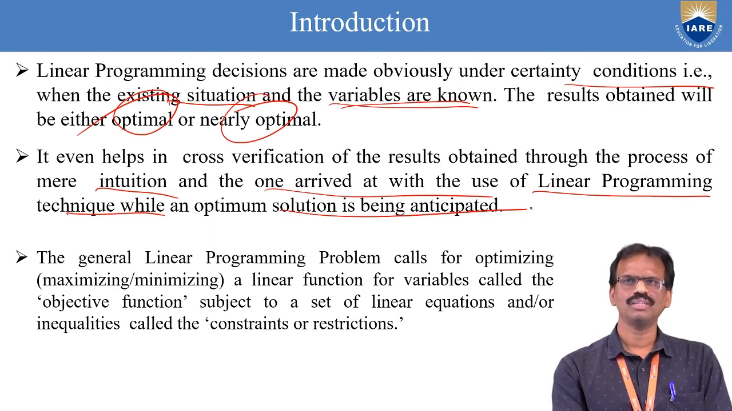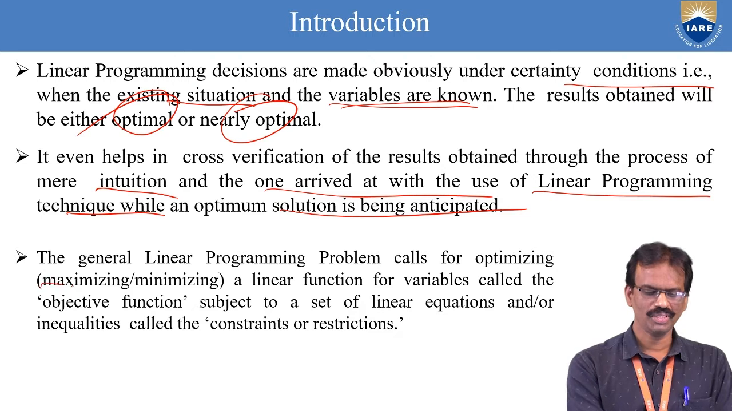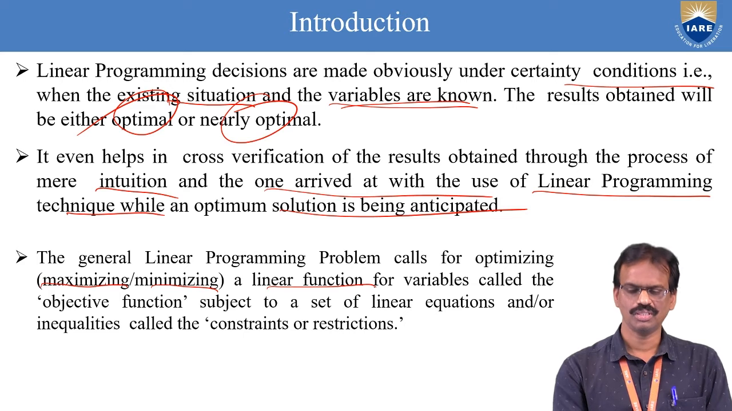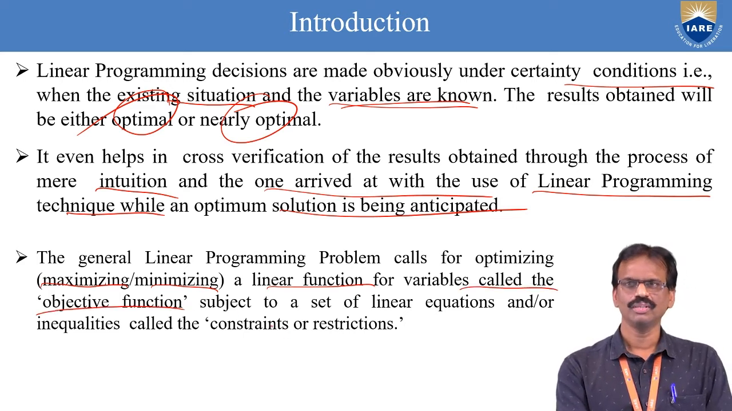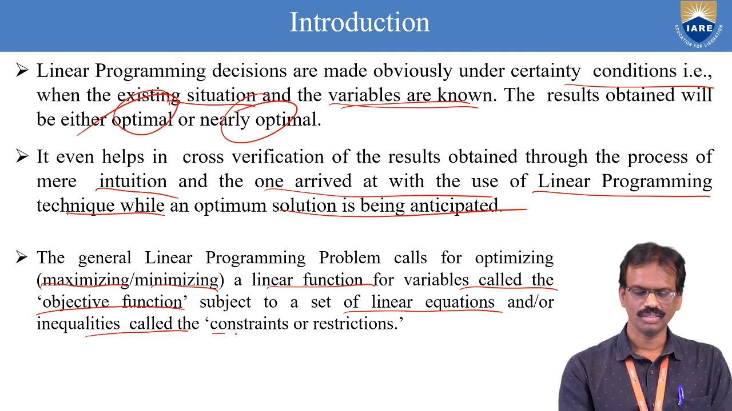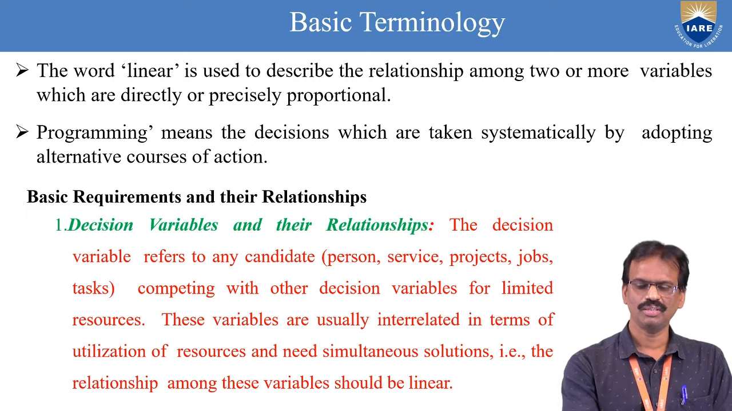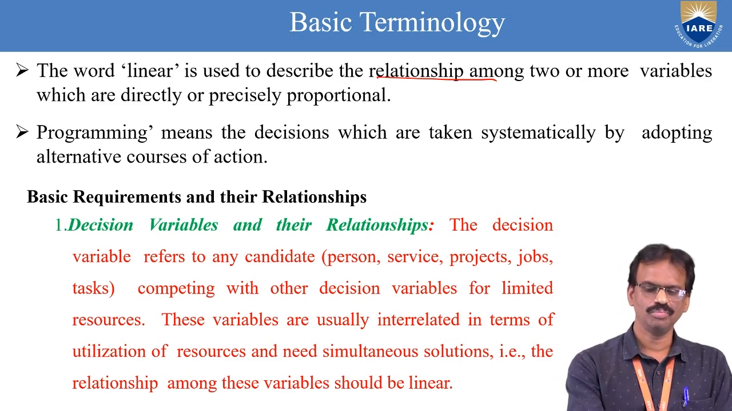The general linear programming problem calls for optimization, minimization or maximization, of a linear function of variables, called the objective function, subject to a set of linear equations or inequalities, called the constraints or restrictions. It is used to describe the relationship among two or more variables, which are directly or precisely proportional.